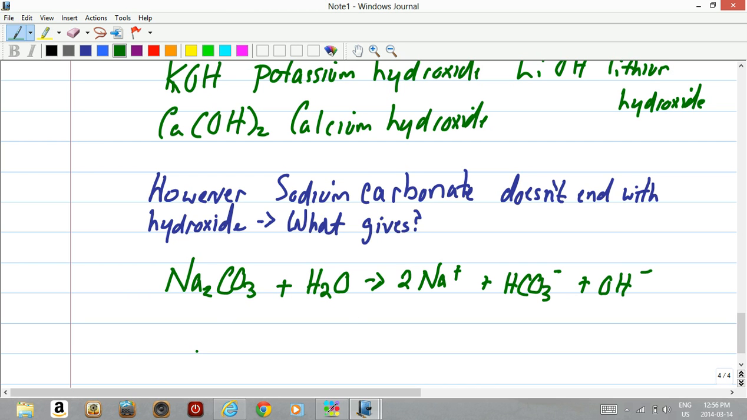And another example of something that does not have hydroxide in it is ammonia. So ammonia in water will become ammonium ions and hydroxide ions.